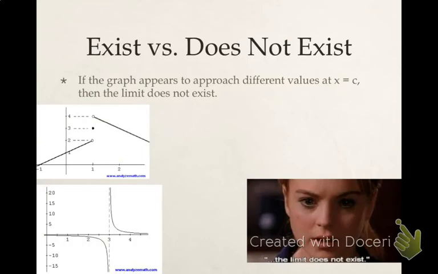Limits do not exist when the graph appears to approach different values at x equals c. For example, with these two, which we'll look at more in depth later, we have the graph approaching a height of 2 and a height of 4, and the hole is filled in at 3, so we have lots of different values for that one. As the function approaches 3 down here, we have this side heading towards negative infinity, and this side heading towards positive infinity. So they're approaching different values.